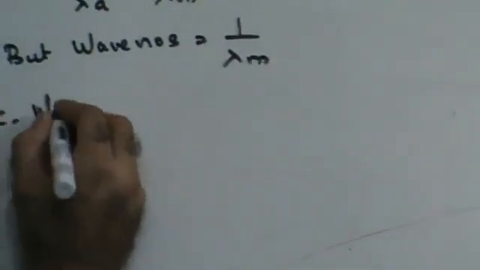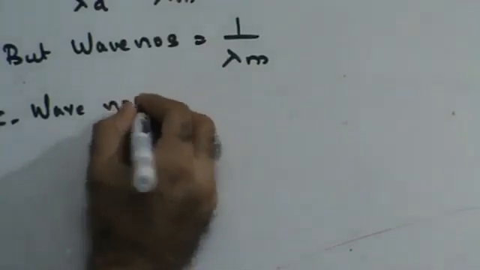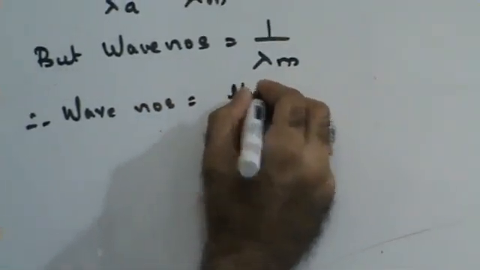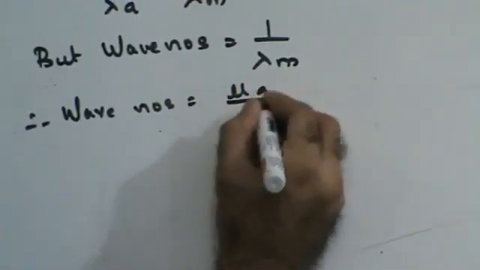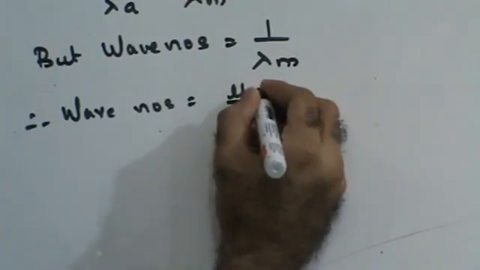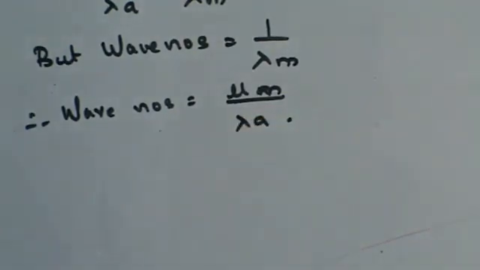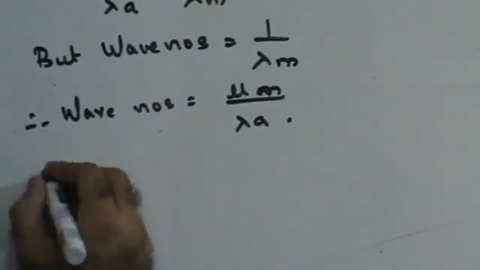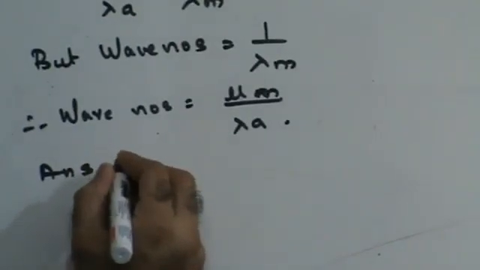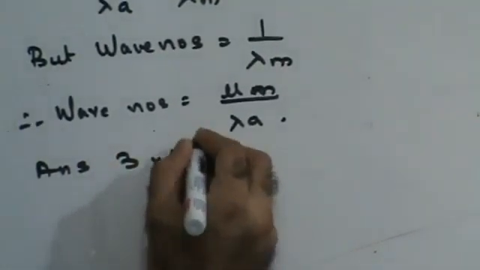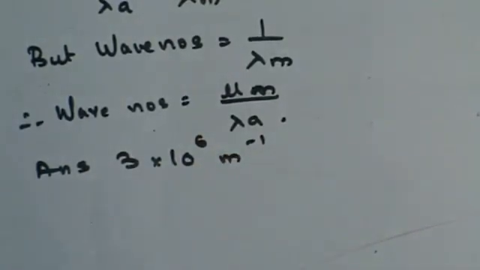Therefore I can say that the wave number is going to be refractive index of medium upon wavelength in air, right? You have both the values, you should be able to get this answer. The answer for this should be 3 into 10 raised to 6 per meter, right? Next sum.